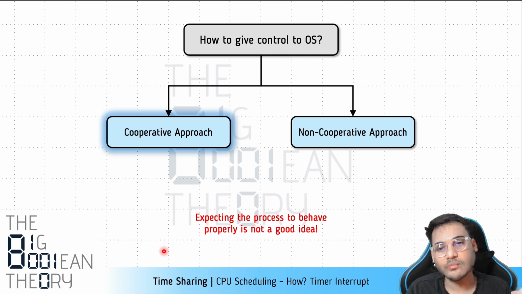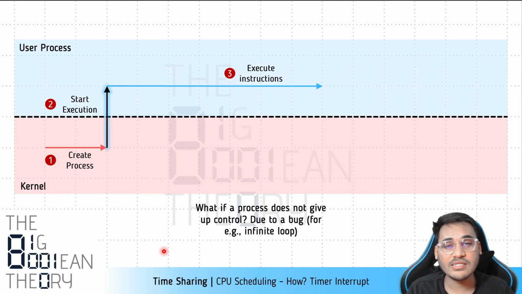There can be times where the user process would not give up the control of the CPU, and if that happens, then we cannot perform CPU scheduling, right? The user process will keep the control of the CPU with itself, and the operating system would not be able to run. We had seen an example of this in the previous video. For example, if a user process has a bug, let's say the user has written an infinite loop, right? It could be a bug or it could be intentional.